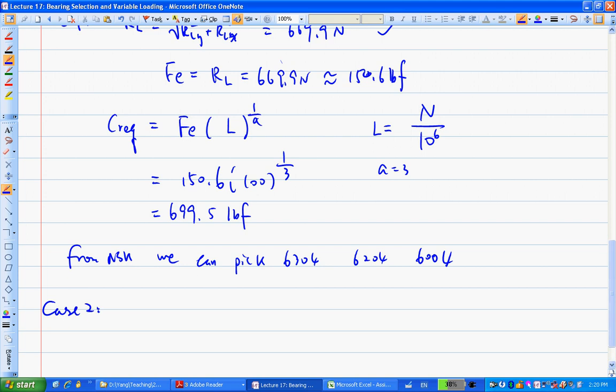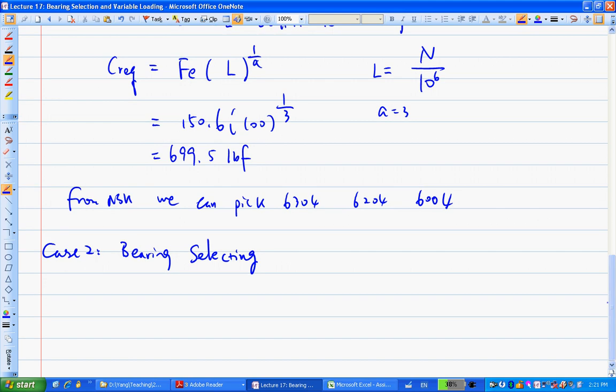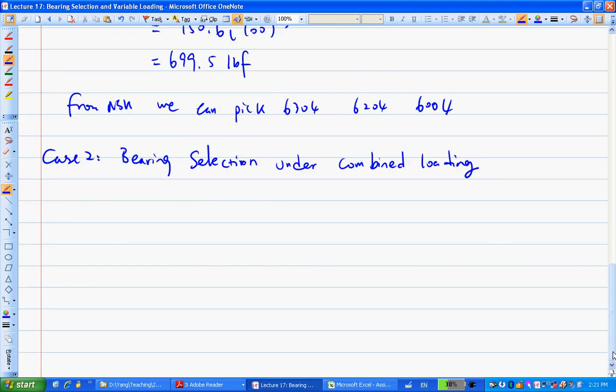Then case number two. Let's look at design for combined loading. Essentially, the bearing will be subjected to both axial and radial load. So, bearing selection under combined loading. Let's see how we deal with this situation. This is a little bit trickier than the first case. This is the case if you're designing a helical gear, and then you have to select your bearing by going through the procedures I listed under this case.